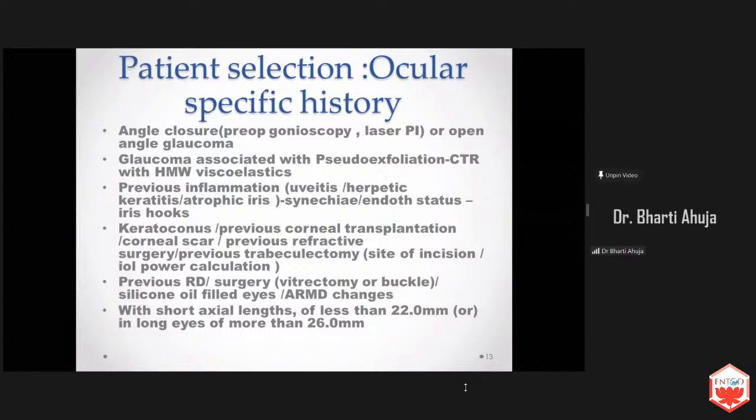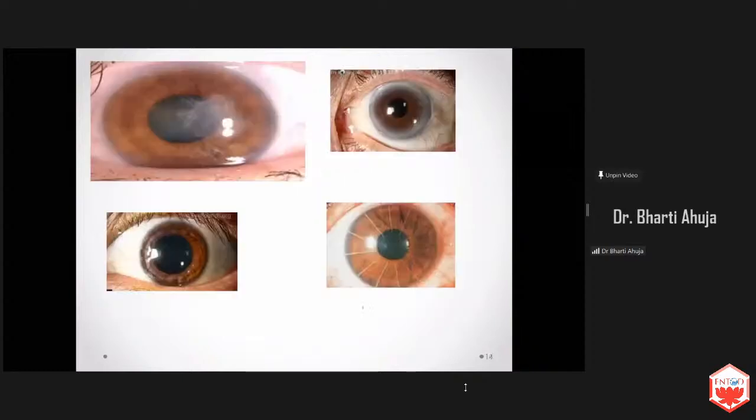Again, glaucoma associated with pseudoexfoliation, previously inflamed eyes where there are issues with synechiae, endothelial status, keratoconus eyes or eyes that have undergone previous corneal transplant, corneal scars, previous refractive surgeries, previous trab, previous RD surgeries, or any surgery where silicone oil is filled in the eye. These are a few pictures which show that these are not good cases for a beginner. In the first picture, the eye is showing a prominent corneal scar, the other eye shows a prominent arcus annulus. So both these eyes will have issues during surgery in terms of visibility. Visibility will not be very good.